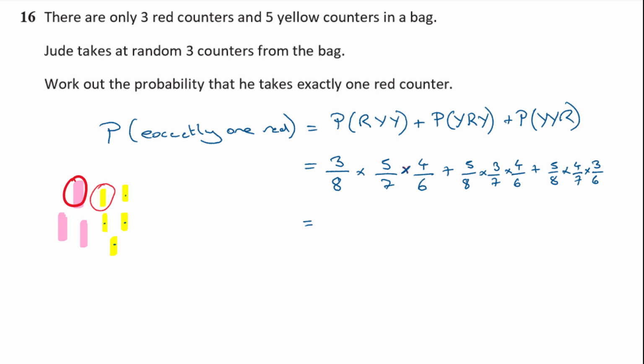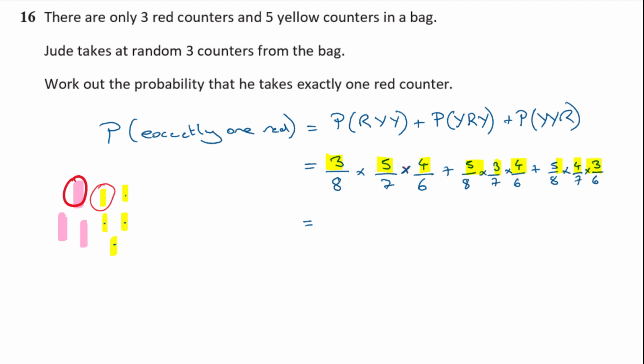Right, so that's quite a big sum to do without a calculator, but let's be smart about it. 3 times 5 times 4. Can you see that on the top of these, 3, 5, 4, 3, 5, 4, 3, 5, 4.